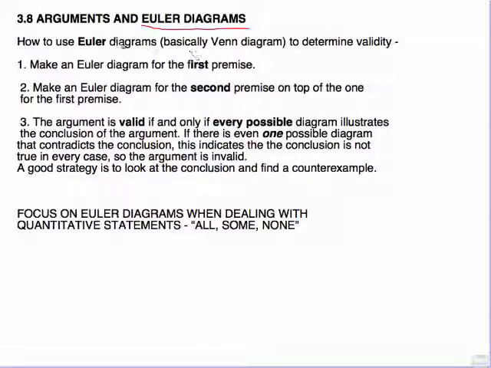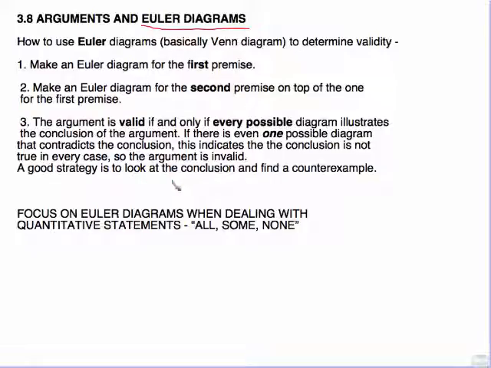So here's what we do. The Euler diagrams are basically Venn diagrams. Number one, you make an Euler diagram for the first premise, and then you make one for the second premise on top of the first one. And the argument is valid if and only if every possible diagram that you have drawn illustrates the conclusion of the argument. If there is even one possible diagram that contradicts the conclusion, this indicates that the conclusion is not true in every case, so the argument would be invalid.